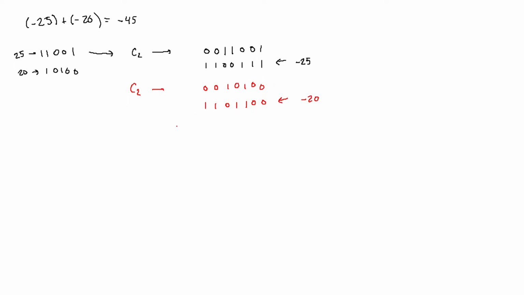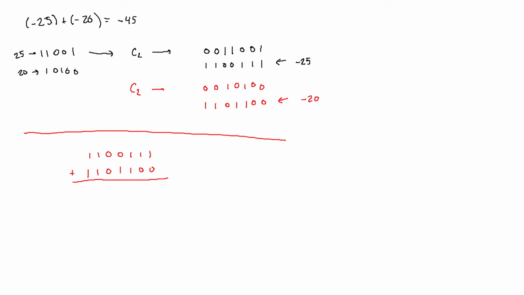Okay, now I'm going to add them. The minus 25 and minus 20. Both of them are going to be in 2's complement. Let me try to trace a line, and I'll start working here. And it would be like 1, 1, 0, 0, 1, 1, 1, and 0, 0, 1, 1, 0, 1, 1.